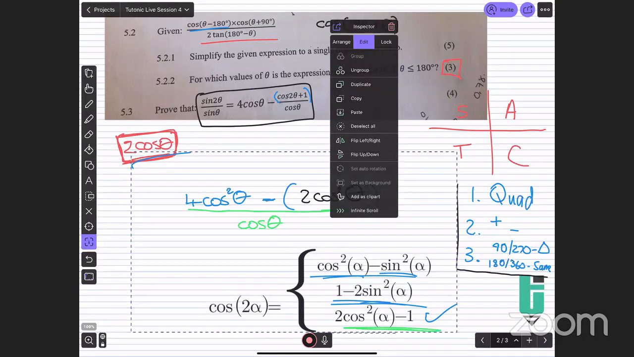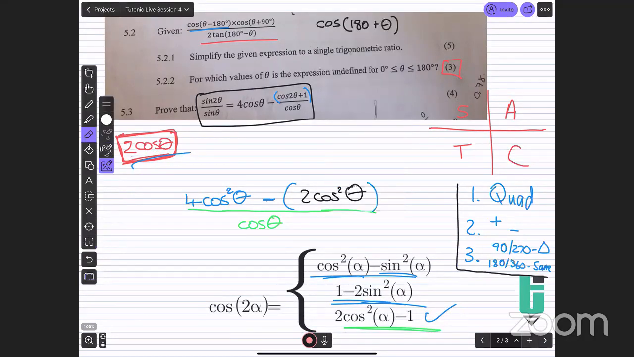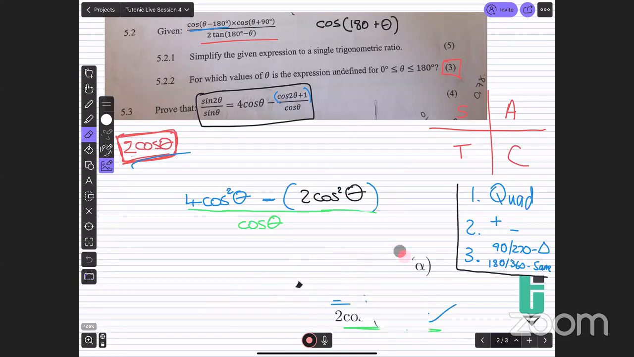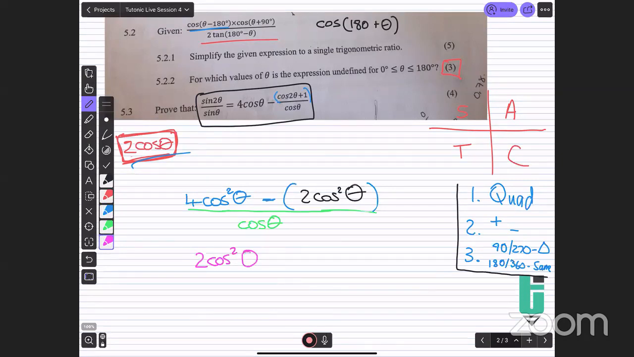What's next? You can simplify the top and then we can cancel it with the bottom, I think. Right. You see, so what's the top going to be? 2 cos square theta. Do you see that? Amara, do you see that? Yes. Okay, and over cos theta, so what's the final answer going to be? Just 2 cos theta.